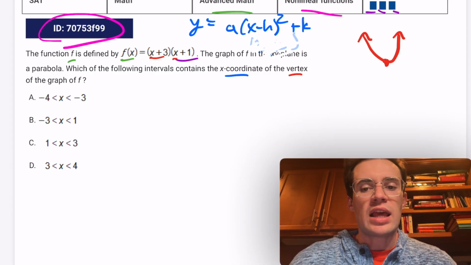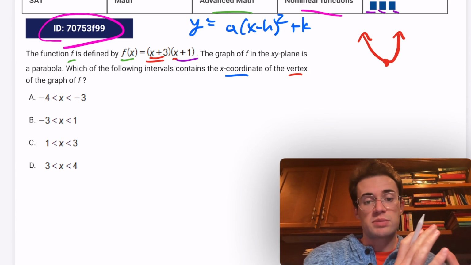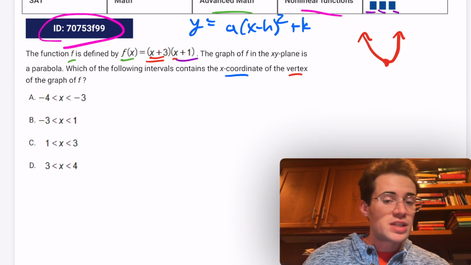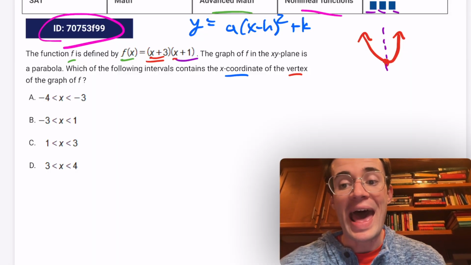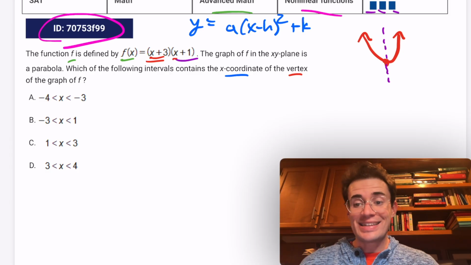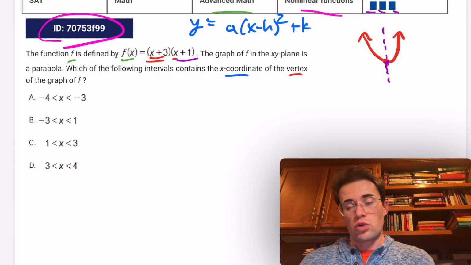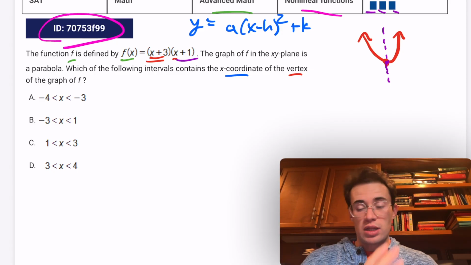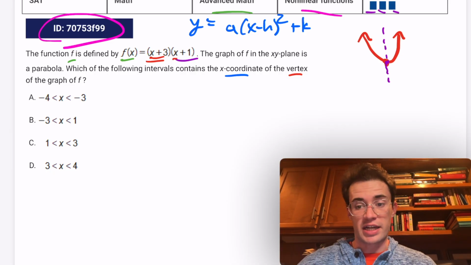But the fact that they gave it to us in factored form, which means we have something like this, the factor x plus 3 times x plus 1, will help us find the zeros, and then we know that the axis of symmetry, which is the line that will divide that parabola in half, is going to be halfway between those 2 zeros. And the axis of symmetry will always pass through the vertex for a quadratic, or at least a standard quadratic like this. So that means that if we find the axis of symmetry, the value of that, it will be x equals something, and that will be the x value of the vertex, so what we're looking for.